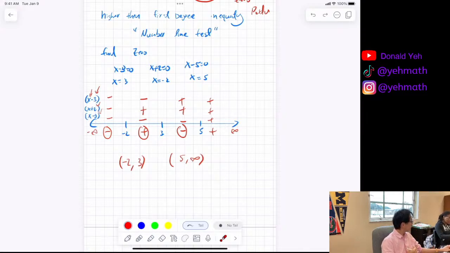Yeah. Do you have to write union? Yeah, it's probably best you write union. That just means this interval or this interval.